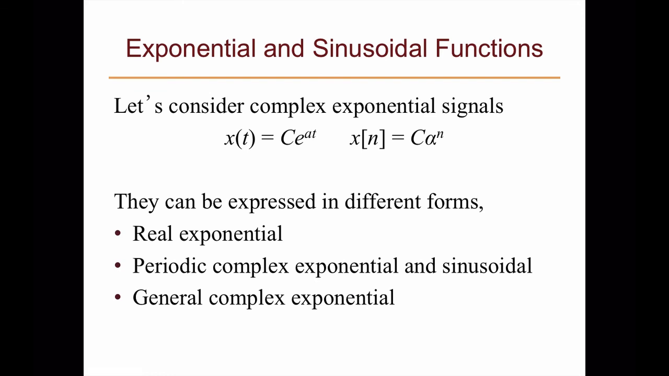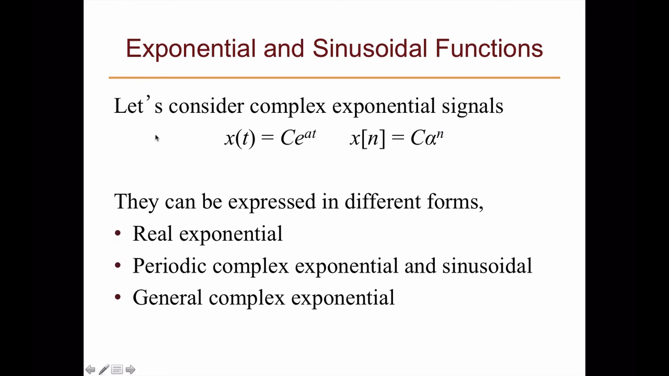Now, in the last part of this lecture, I will introduce you to the exponential and sinusoidal functions. This will be used later in the Fourier and Laplace transforms lectures. So let's consider a general form of complex exponential signal. This signal x(t) equals c e to the at, or the signal x[n] equals c alpha to the n. Here c and a can be either complex or real numbers. The same goes for c and alpha.